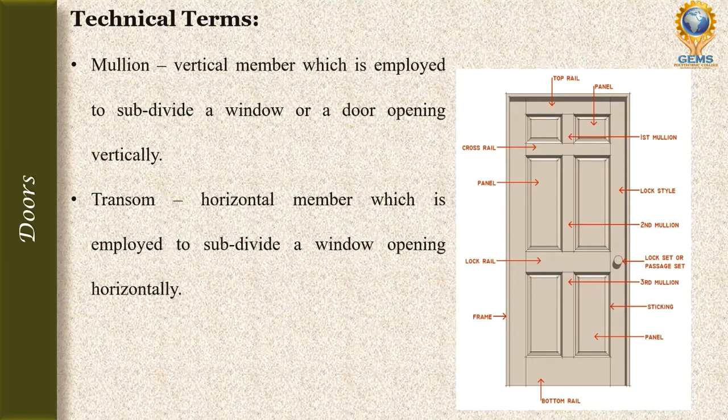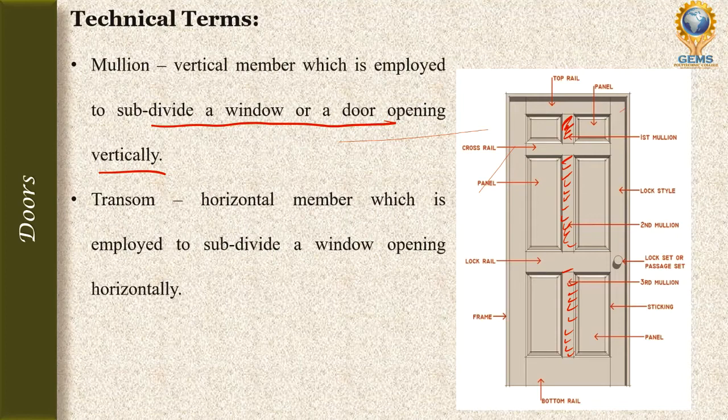Next is mullion. So mullion is here. This part we will call the mullion. So what is the mullion? Mullion is a vertical member which is employed to subdivide a window or a door opening vertically. So in a window it will have a separate opening. In a door, mostly we don't have the opening, it subdivides the whole door panels.